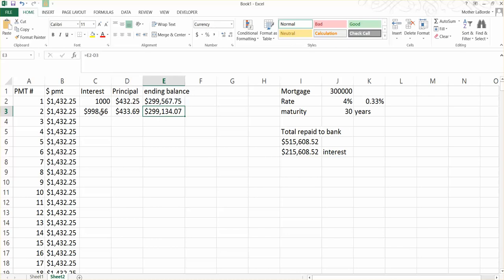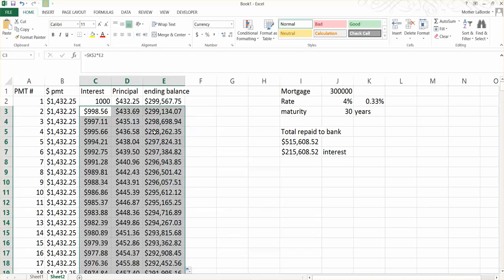So my ending balance is a little bit lower now. And so you just continue this process. I think I always need to refer to this rate in K2, so I just need to make that what's called an absolute reference. And then it should do the math just fine. So I'm going to double click.